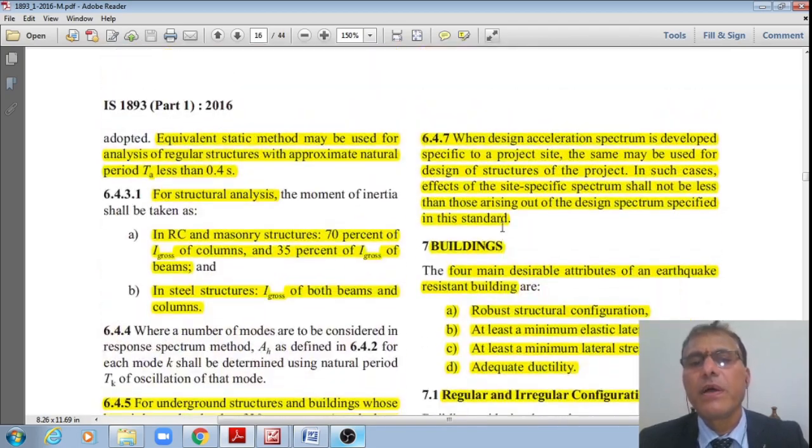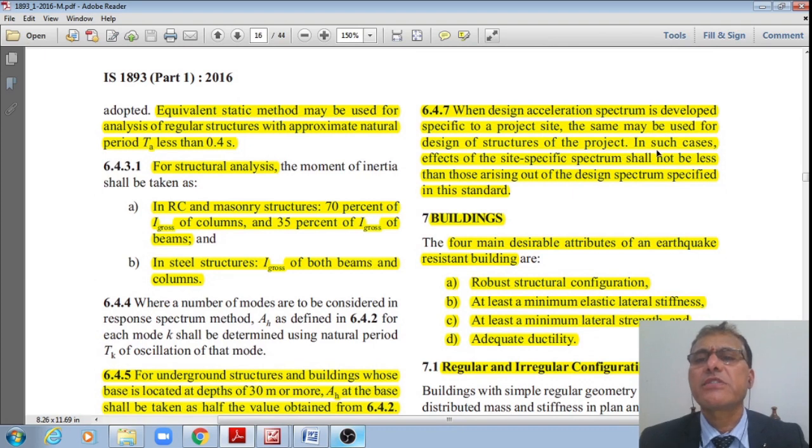Now, the next one: when a design acceleration spectrum is developed specific to a project site, the same may be used for design of structures of the project. In such cases, the effects of the site-specific spectrum shall not be less than those arising out of the design spectrum specified in this standard.